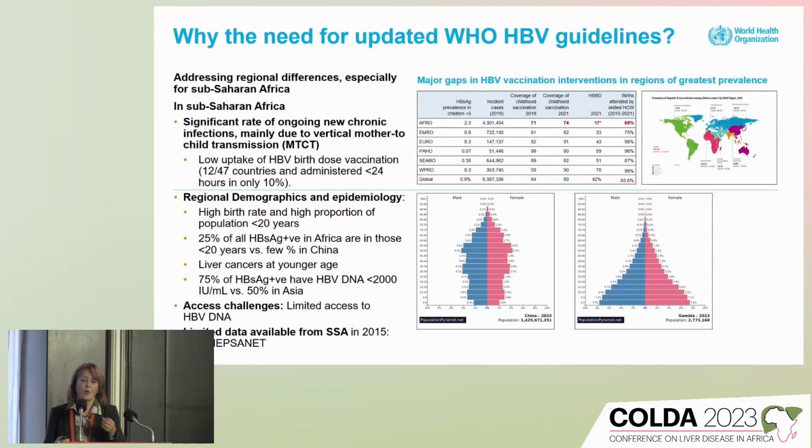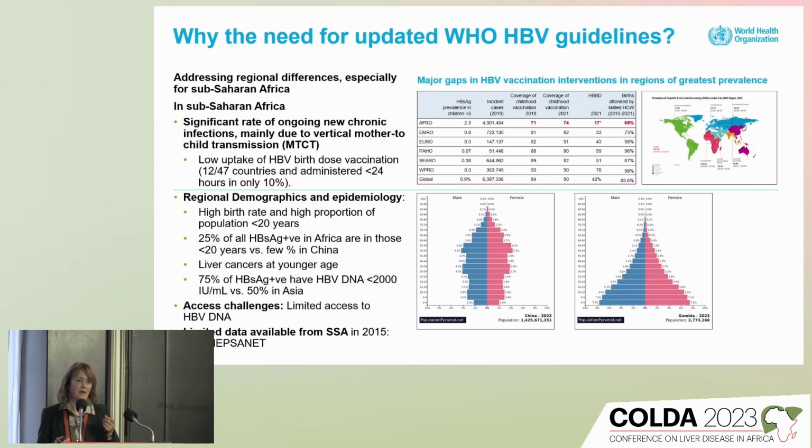So another, why the need for updated hepatitis B guidelines? Well, there was a paucity of data from sub-Saharan Africa when we did the original systematic reviews, and so that was a big flag in our last guidelines, where every section has a research agenda, where we said we need more data from sub-Saharan Africa to inform recommendations. And so we need to address regional differences in our guidelines. They're global guidelines, but there is some regional specificity.